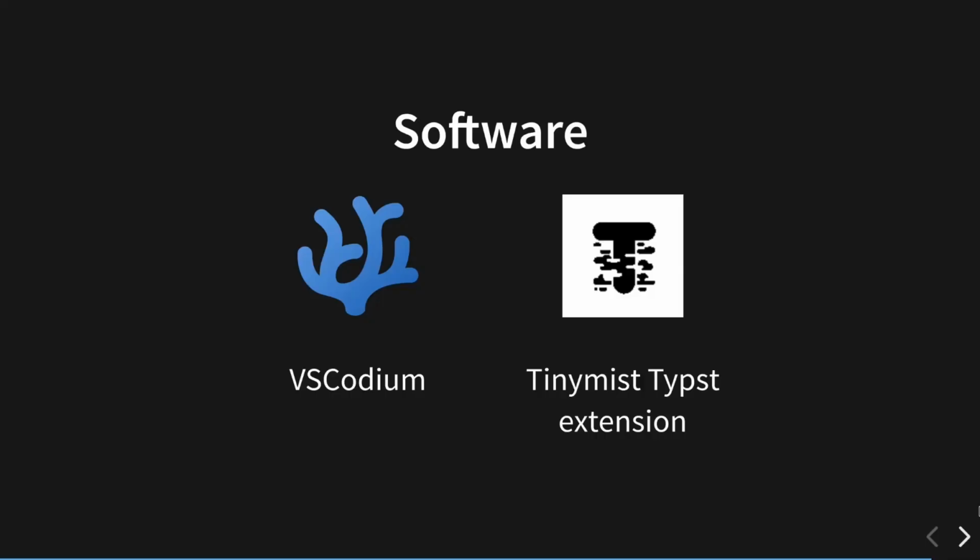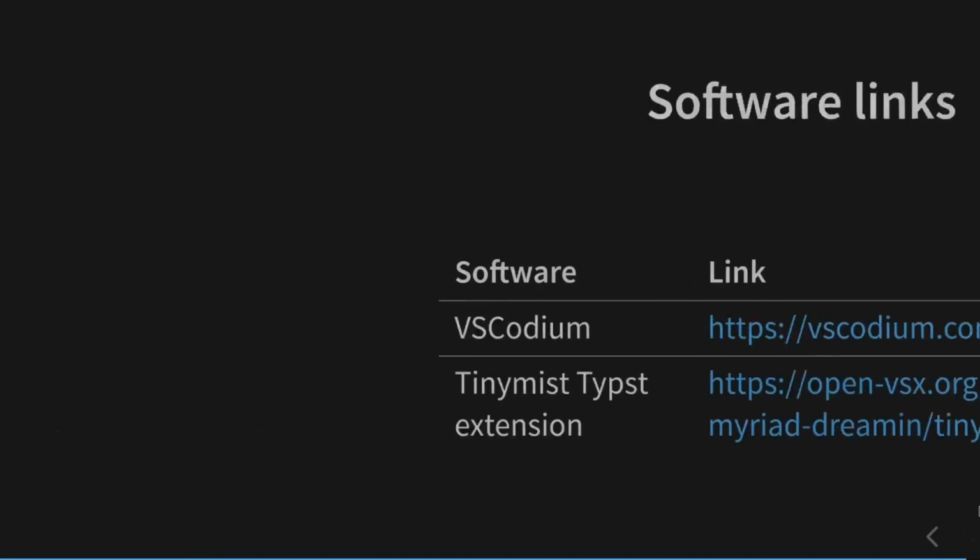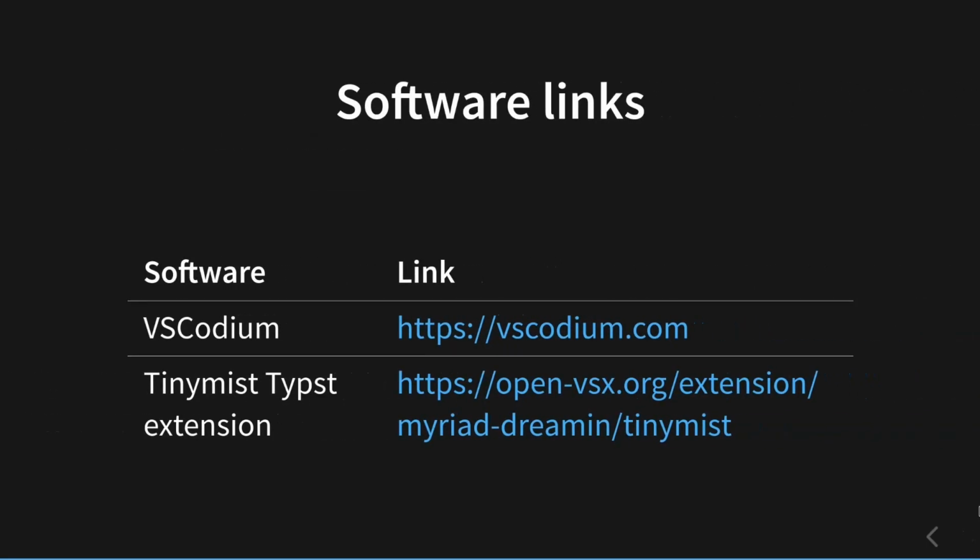The Tinymist Typst extension provides syntax highlighting for Typst and some other useful features such as a preview that we'll be using. I've provided the links to these software here on the screen, and they should also be in a description near this video. So let's try installing VSCodium, for example.